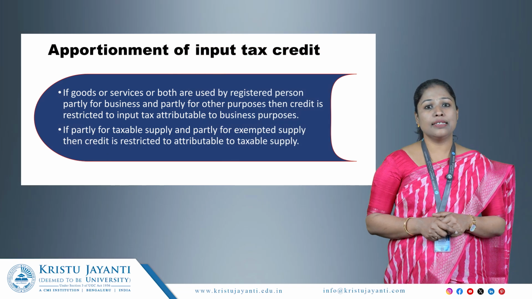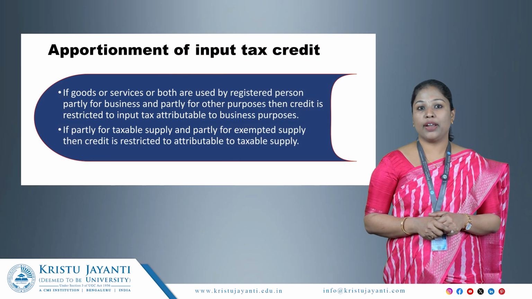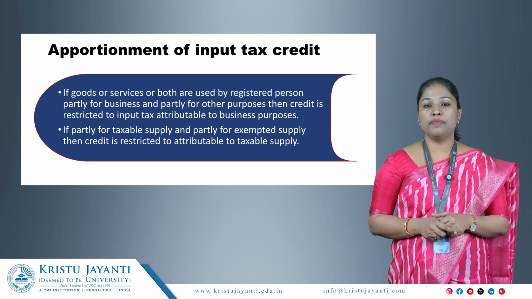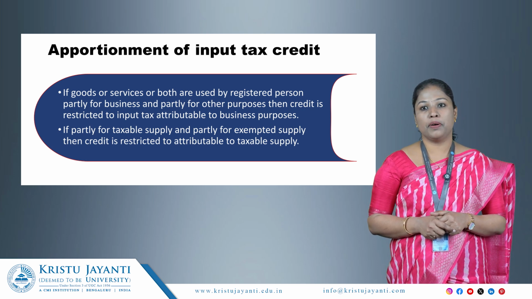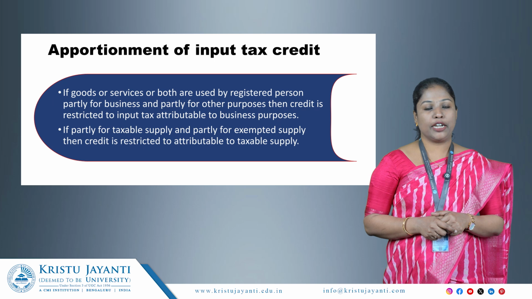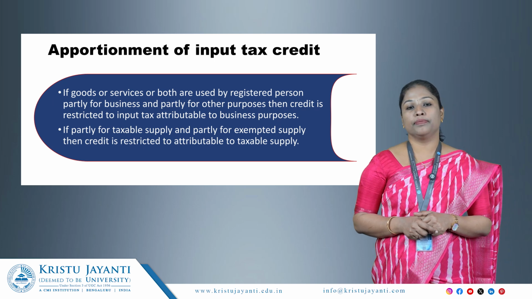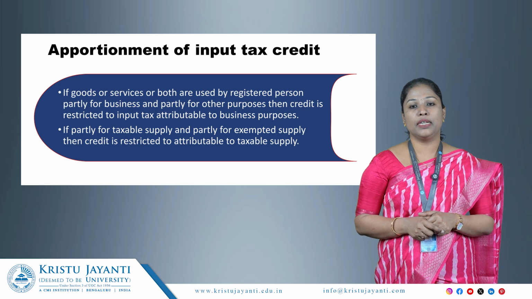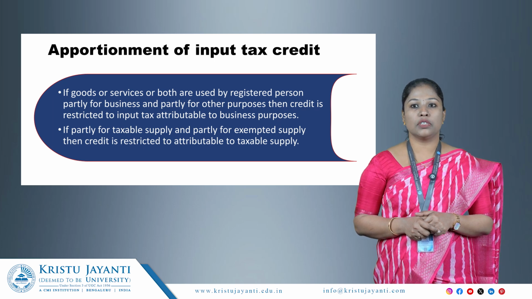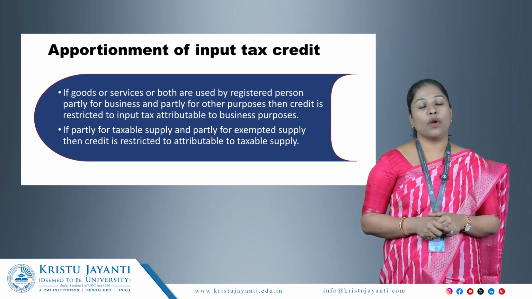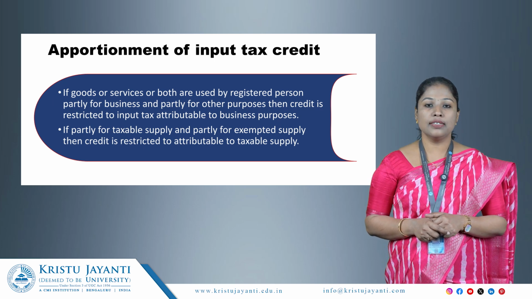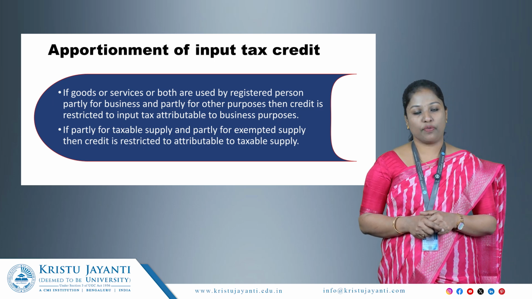Now, let's understand the apportionment of input tax credit. If goods or services are used partly for business and partly for personal purposes, ITC is allowed only for the business portion. Similarly, if they are used partly for taxable and partly for exempt services, ITC is restricted only to the taxable portion. This ensures fairness and proper utilization of the credit.